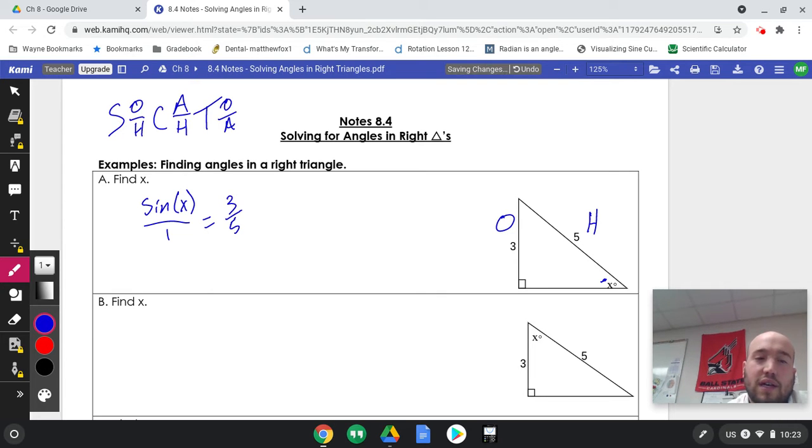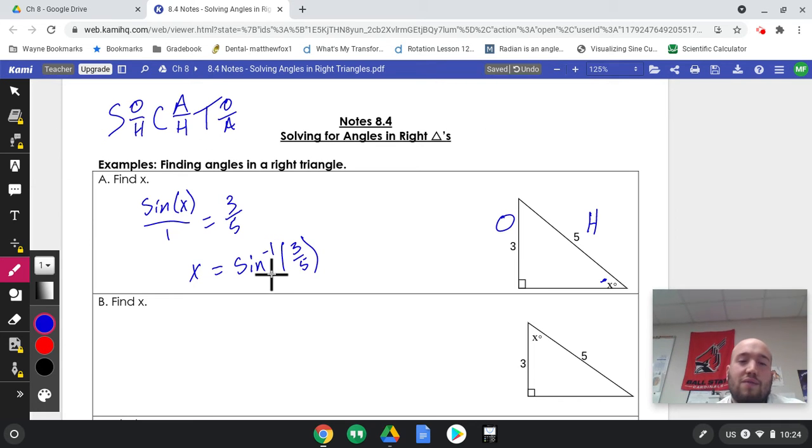Now, here's the thing. We are used to putting over 1. The way we can get rid of that sine, we have to take something called the inverse of sine. To write the inverse of sine, we'll cancel out the sine. We'll be left with just x on the left side. And on the right side, we would have the inverse of sine of 3/5. So if I put the -1 there, that means the inverse of sine.